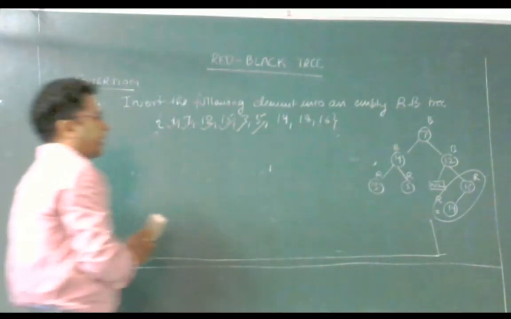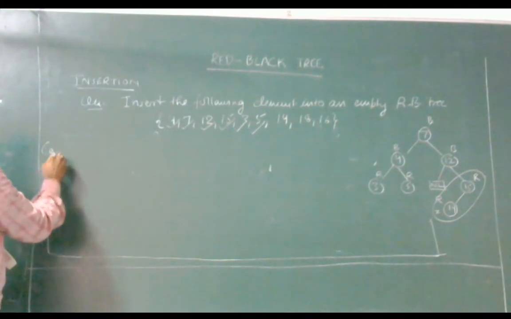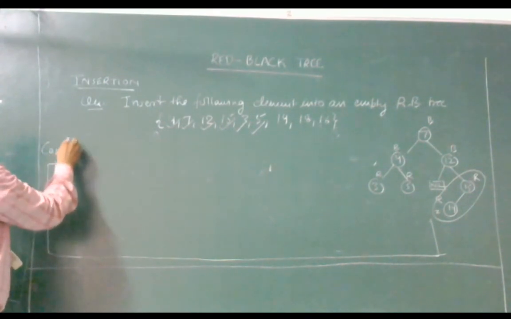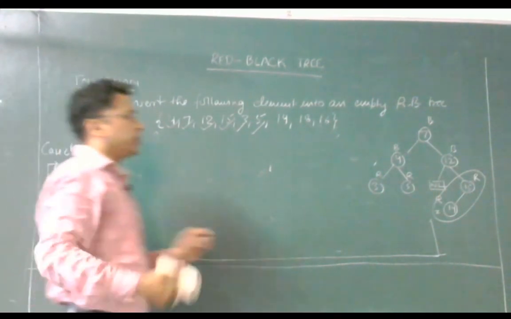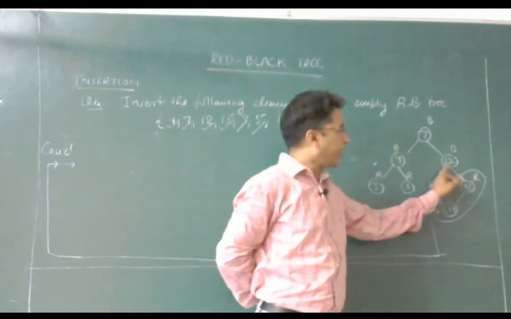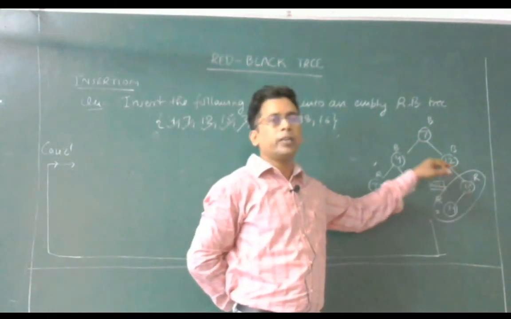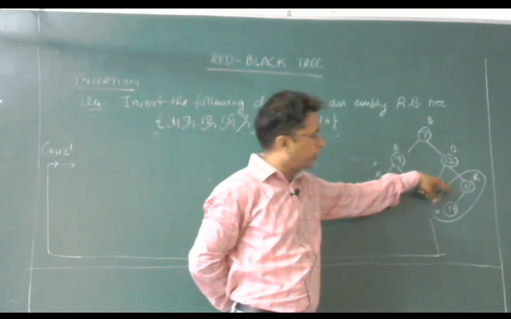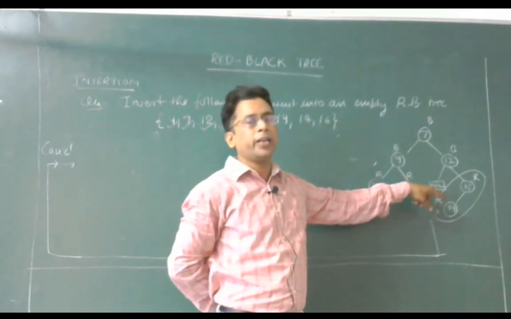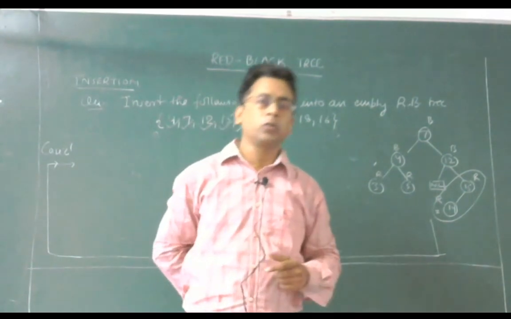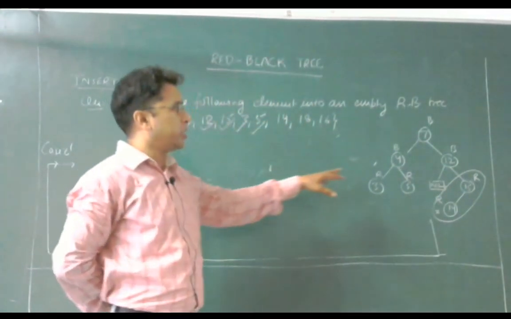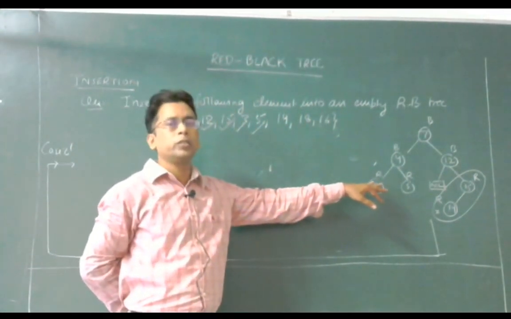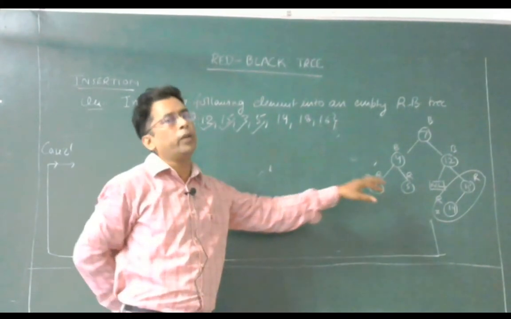So after case 2 dash, I am once again explaining this. When the parent is the right child of the grandparent, it lies under case 2, and in case 2 when the newly inserted node is the left child, then it goes under case 2 dash. So this is the example of case 2 dash.